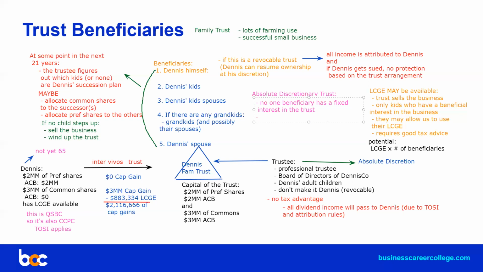And because no one beneficiary has a fixed interest in the trust, that means it's nobody's asset. There's nothing here that belongs to anybody right now. It really belongs collectively to the set of beneficiaries. I'm not going to say it's impossible, but it makes it hard for a successful matrimonial property claim.